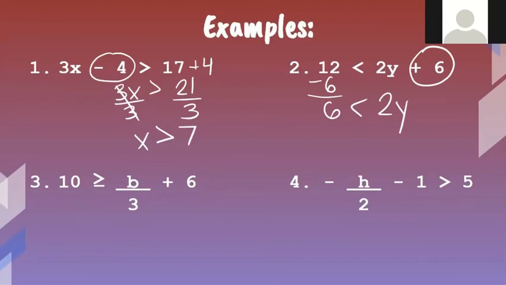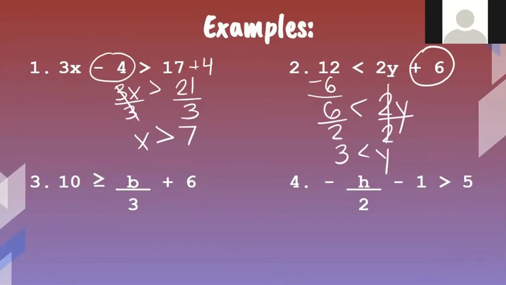This is showing 2 times y, so to get rid of our multiplication, we need to do division. Divide both sides by 2. Your 2's on the right side will cross out because they are the same number. 6 divided by 2 equals 3, and there is the solution. 3 is less than y.